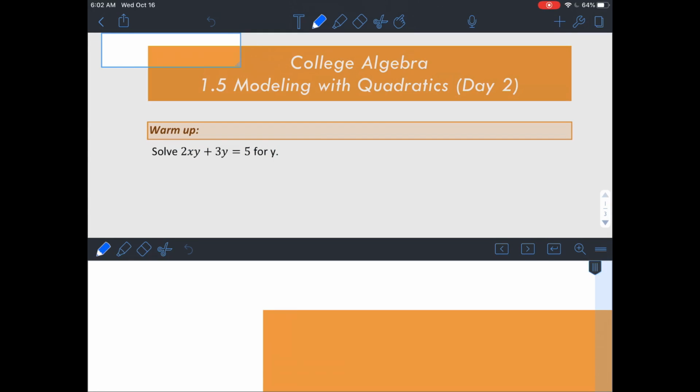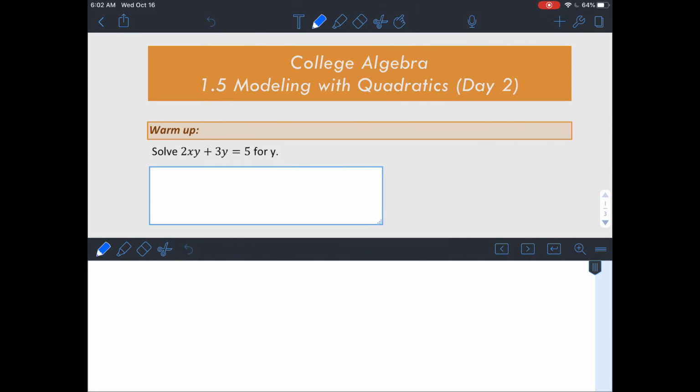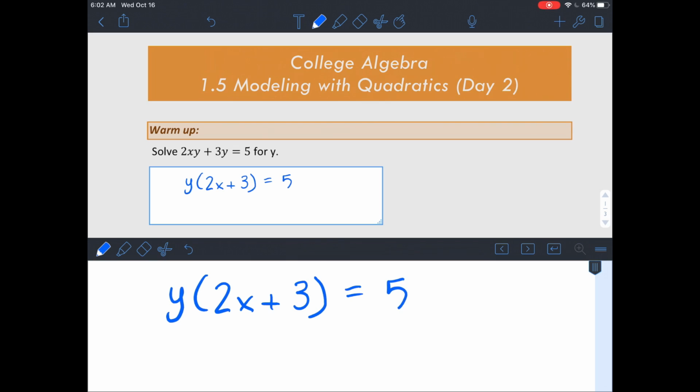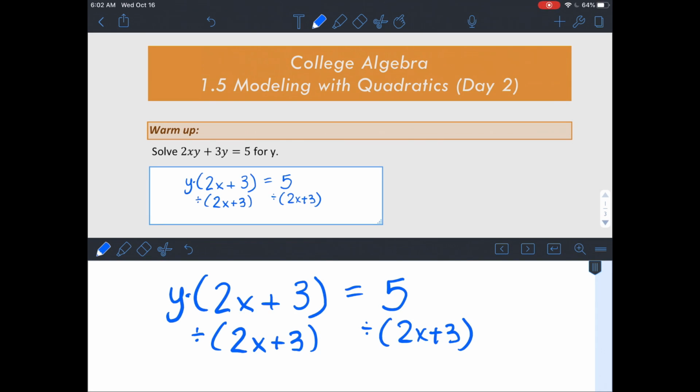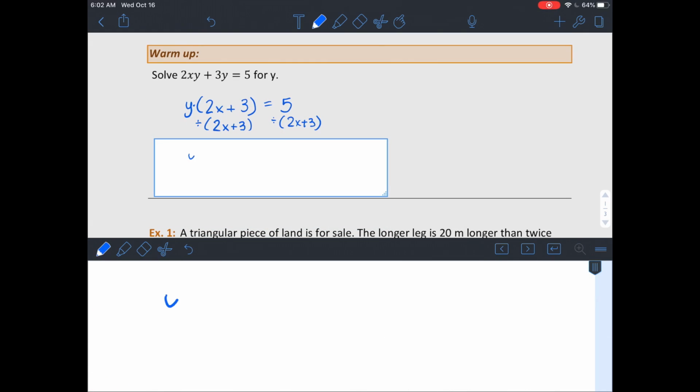Okay, so we're going to solve some quadratics, but first a little bit of a warm-up so you don't forget these. If you're solving this equation for y, and it's in both terms, you're going to need to factor y out. And then if you think about what's happening, you have y times that whole quantity 2x plus 3. So you're going to need to divide both sides of your equation by 2x plus 3. And you'll just end up with y equals 5 over 2x plus 3.